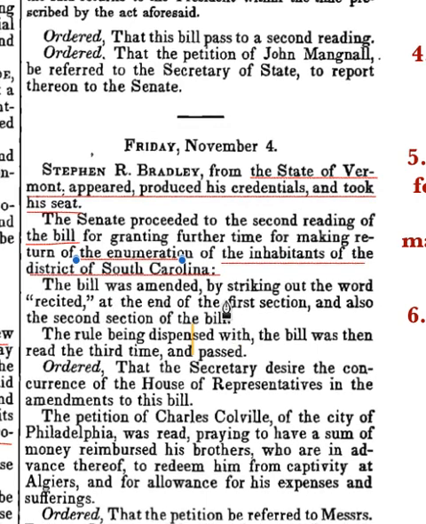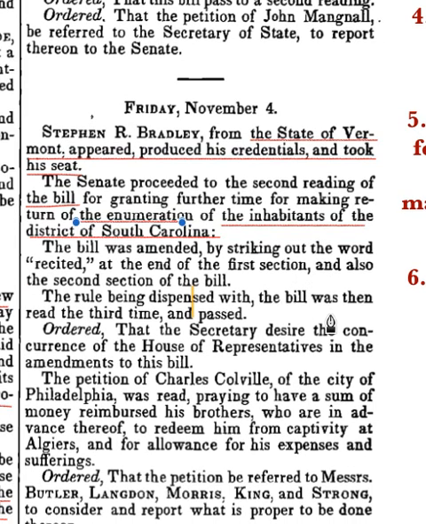The bill was amended by striking out the word recited at the end of the first session and also the second session of the bill. Doesn't it seem almost redundant? Whereas nowadays you can read something where it doesn't have "the," at least not quite so often.